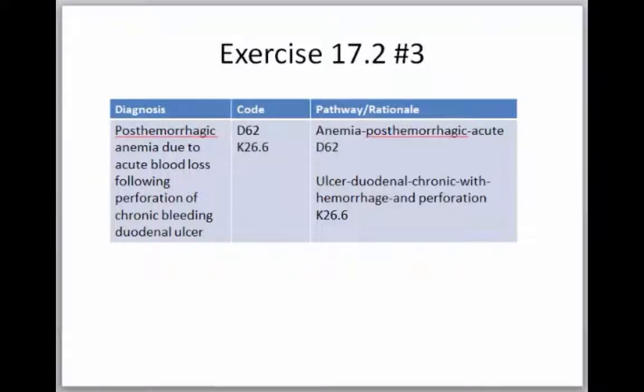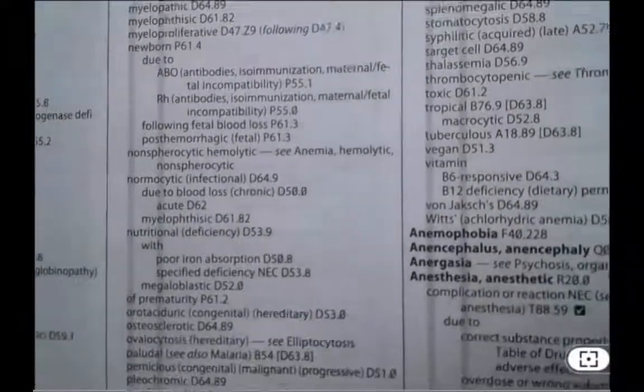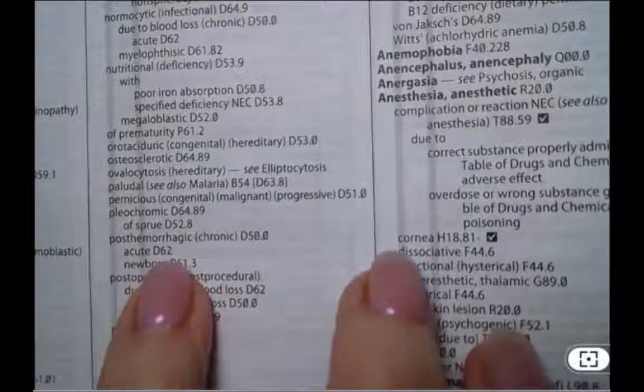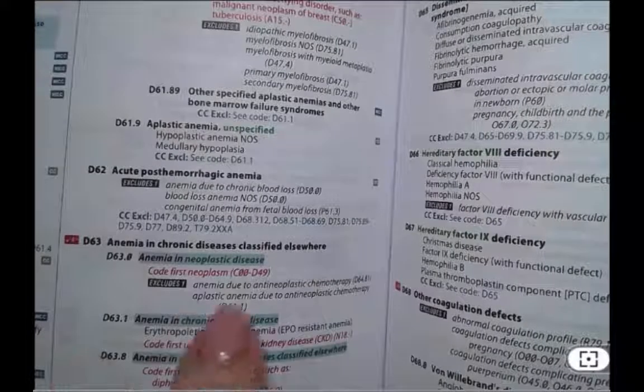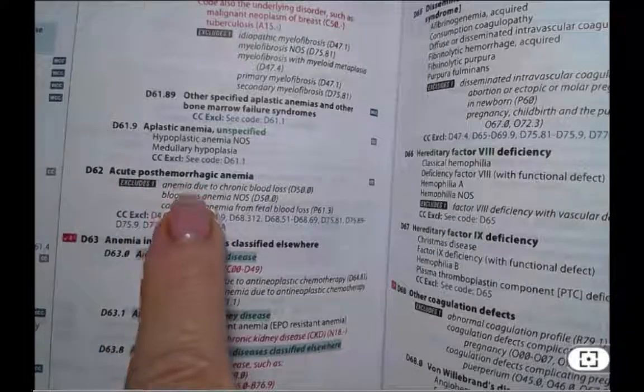Exercise 17.2, number 3, post-hemorrhagic anemia due to acute blood loss following the perforation of a chronic bleeding duodenal ulcer. So I have here on the right your pathway for how you're going to get to these codes. So let's take a look at the alphabetical index. We're in anemia. We go down to post-hemorrhagic, acute, D62. And we look up D62 in the tabular, and we see acute hemorrhagic anemia.